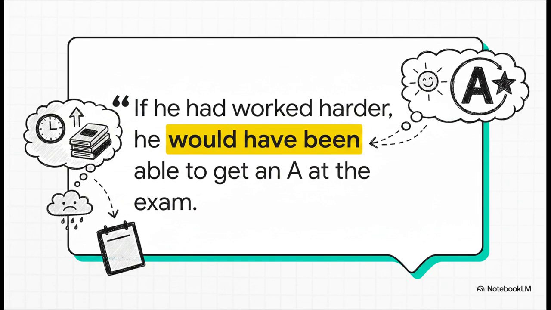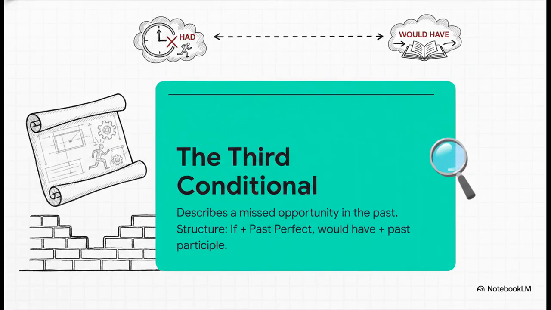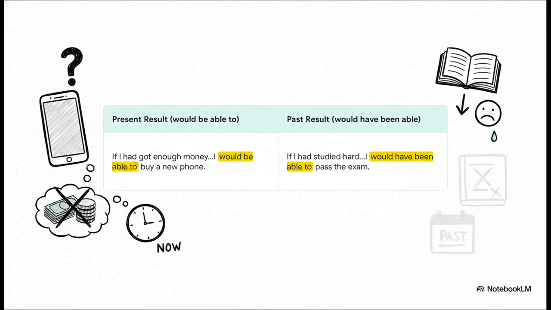So in this example, the reality is he didn't work hard and he didn't get an A. But with this sentence, we're imagining the total opposite. So let's break down the actual formula, the blueprint, so you can start building these sentences yourself. The if part of the sentence, the condition, uses the past perfect. That's just had plus the past participle of a verb. Then the result part uses would have plus another past participle. That's the basic recipe.